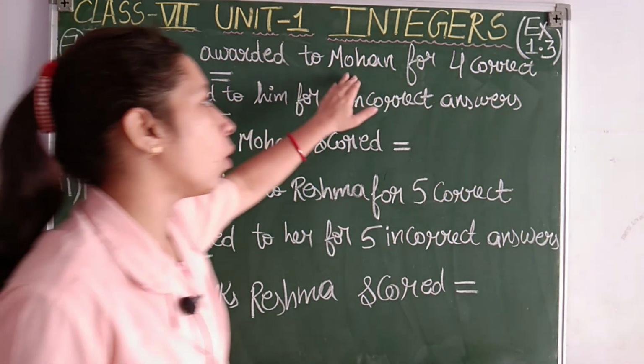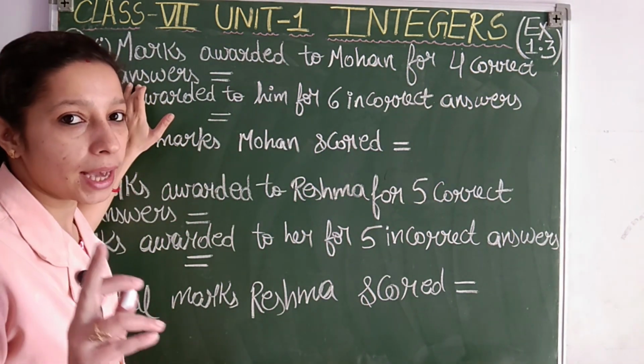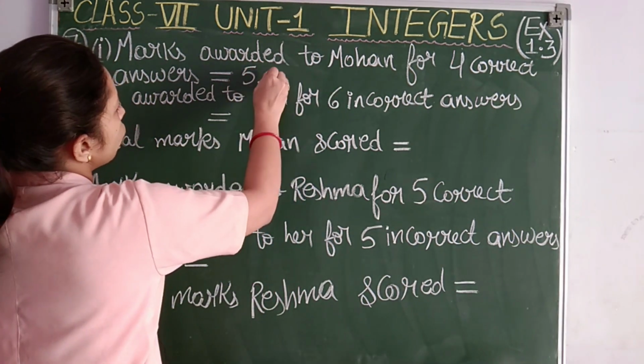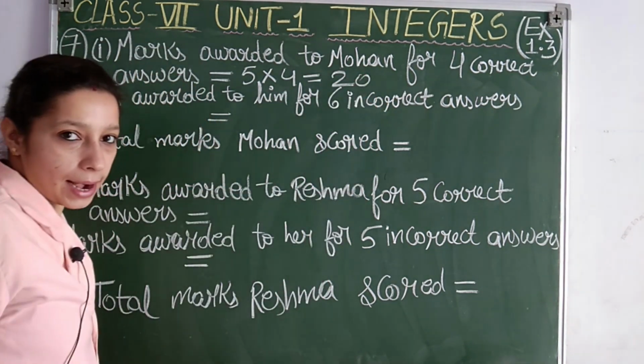Marks awarded to Mohan for 4 correct answers. So what is the mark given for one correct answer? 5. So Mohan has got 4 correct answers. Now 5 into 4, that means Mohan got 20 marks for his correct answers.